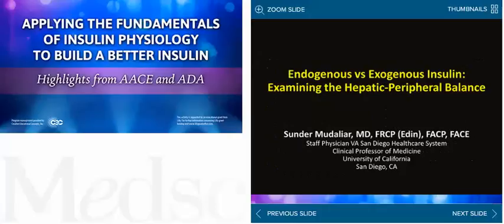My name is Sundar Madalia, and I'm a staff physician at the Veterans Hospital in San Diego and a clinical professor of medicine at the University of California in San Diego. I'm going to be presenting on endogenous versus exogenous insulin, and specifically looking at the hepatic peripheral balance.